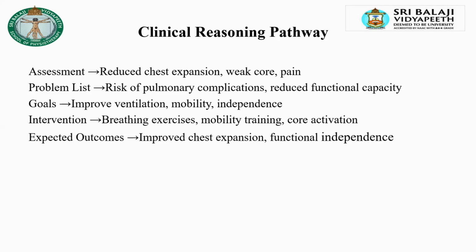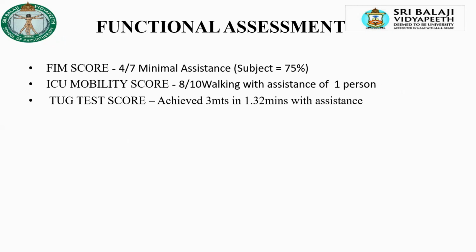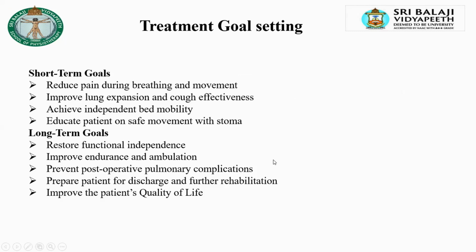Clinical reasoning pathway. Assessment: reduced chest expansion, weak core muscles and pain. Problem: risk of pulmonary complication and reduced functional capacity. Goal: to improve ventilation, mobility and independent activity. Intervention: breathing exercise, mobility training, core activation. Expected outcomes: improved chest expansion and functional independence. Functional assessment: FIM score 4/7, minimal assistance, subject is able to do 75% of the activity. ICU mobility scale 8/10, walking with assistance of 1 person. Timed walk test: achieved 3 meters in 1.32 minutes with assistance.